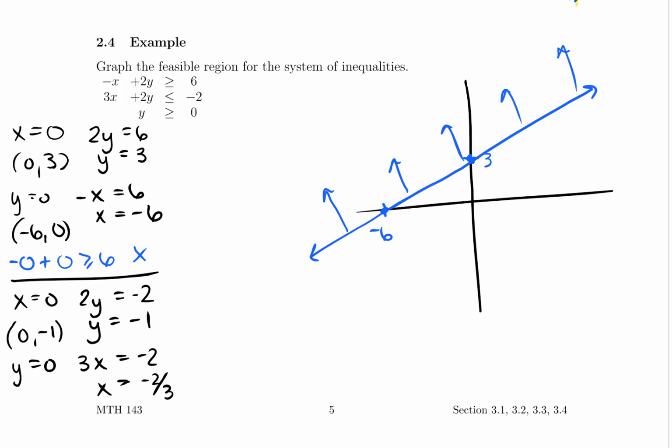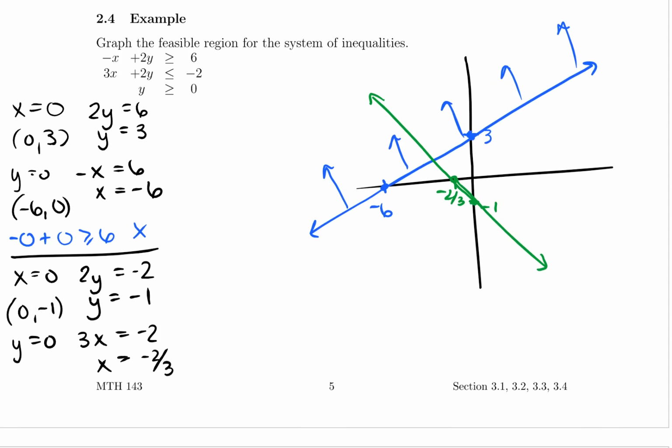So let's go ahead and graph this. We have a point at (-2/3, 0), and we have another point at (0, -1). So we can connect these together with a straight, solid line. Okay, roughly like that.